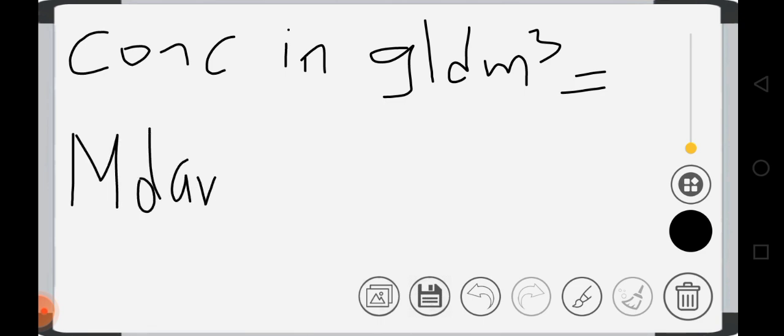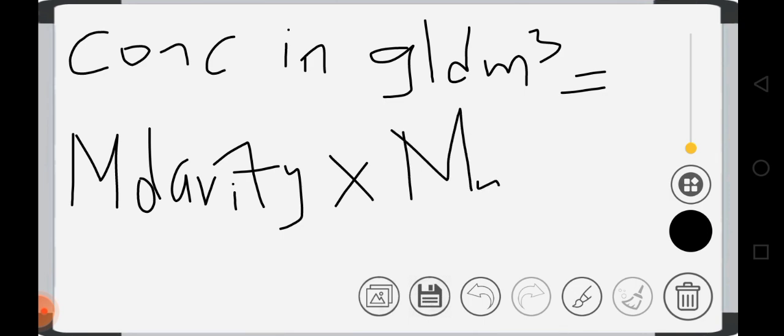That is capital letter N, that capital letter N we are seeing just now. Molarity times molar mass. Molarity times what? Times molar mass.